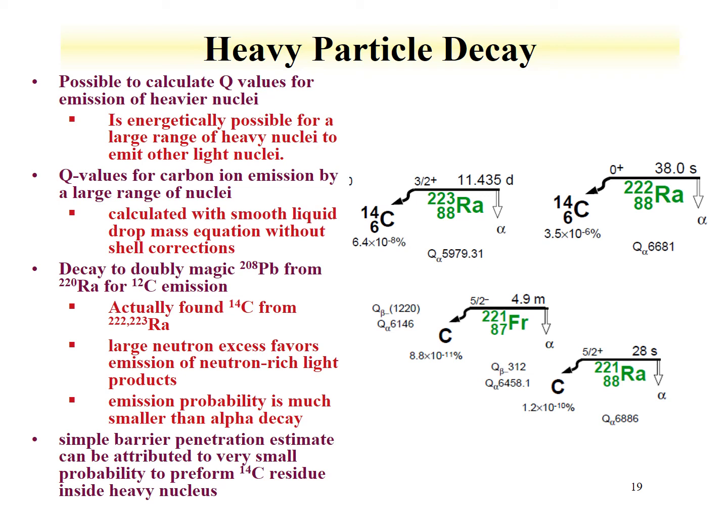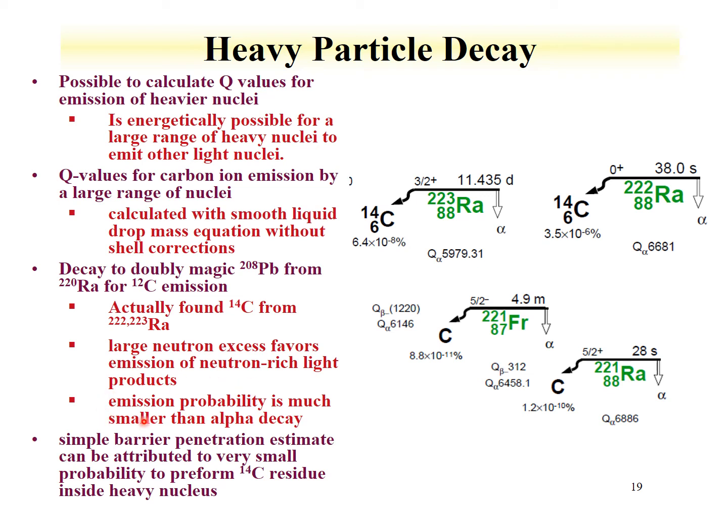And if you were to look at the radium isotopes, they could decay towards doubly magic lead-208 through a carbon-12 emission. Now, by inspection of the table of the isotopes, you can look at radium-222 and radium-223, and you'll see that there's a small branch of carbon-14 emission. The reason for that is there's a bit of a neutron excess, as this favors emission of neutron-rich light products.